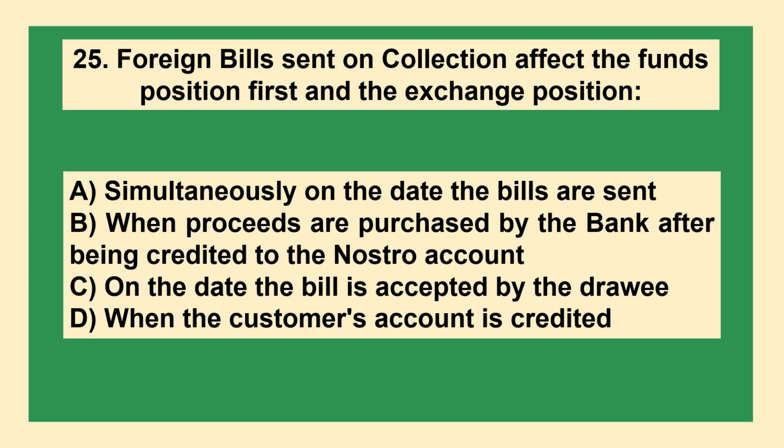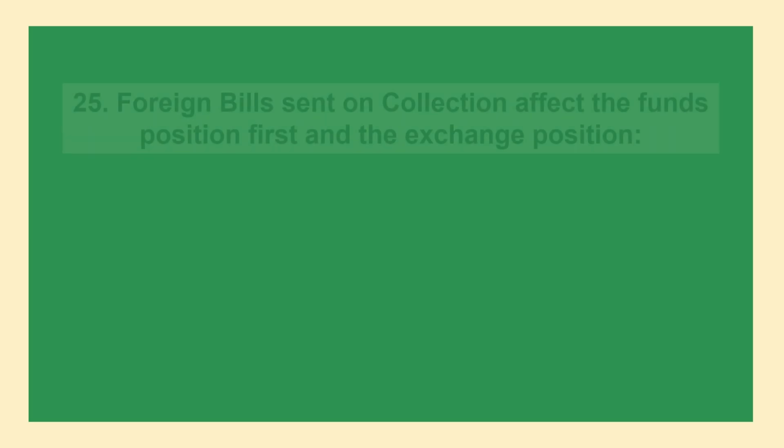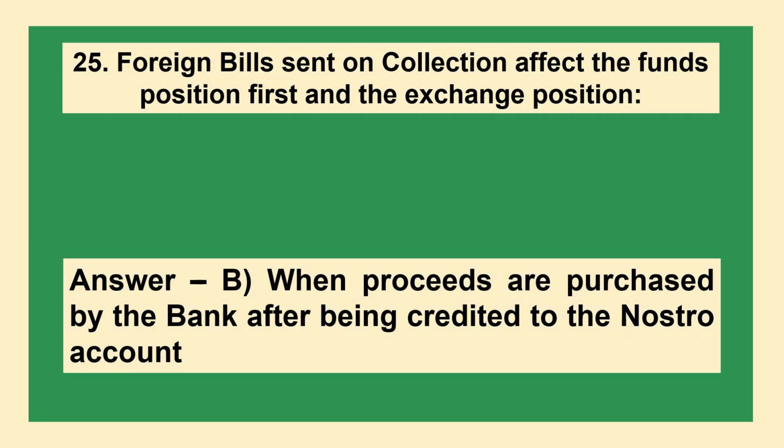Foreign bills sent on collection affect the funds position first and the exchange position: option A, simultaneously on the date the bills are sent; B, when proceeds are purchased by the bank after being credited to the Nostro account; C, on the date the bill is accepted by the drawee; D, when the customer's account is credited. The answer is option B, when proceeds are purchased by the bank after being credited to the Nostro account.